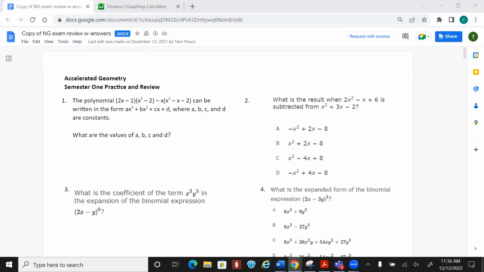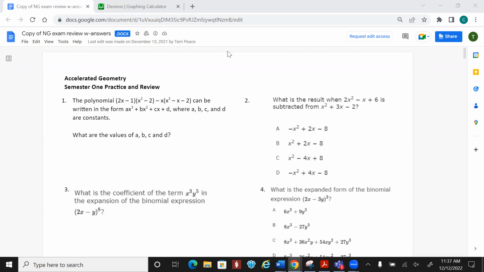Number 1. Okay, so the polynomial (2x minus 1)(x squared minus 2) minus x(x squared minus x minus 2) can be written in this form. You're trying to find a, b, c, and d. Basically, what they're asking you for is to multiply all of that out.